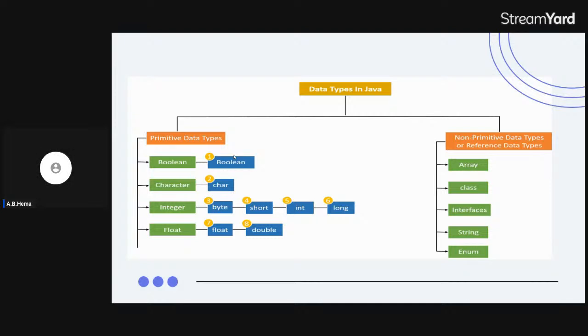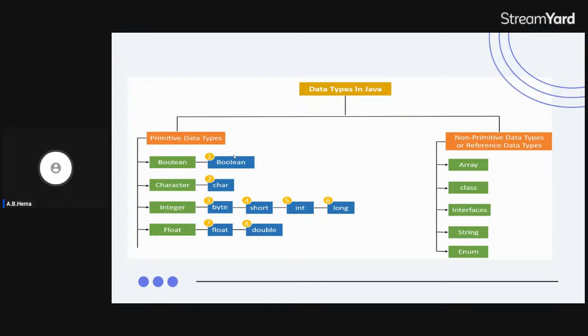Now, let's just see the data types in Java. First of all, what is a data type? A data type specifies which type of value a particular variable can store. And there are basically two types of data types: one is primitive and another one is non-primitive.